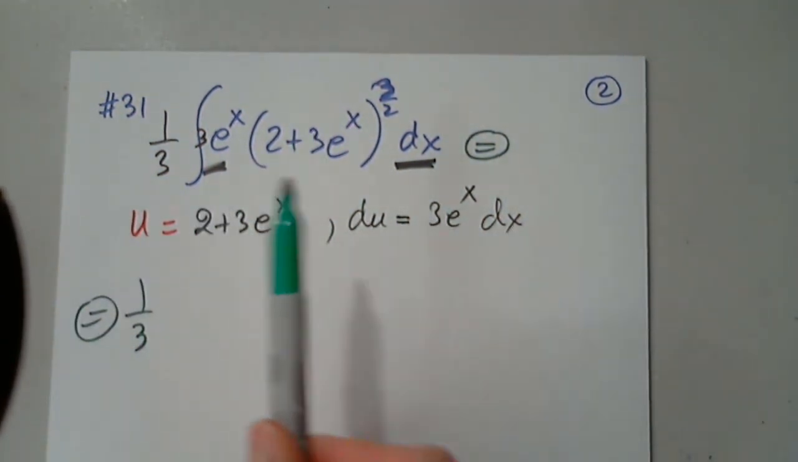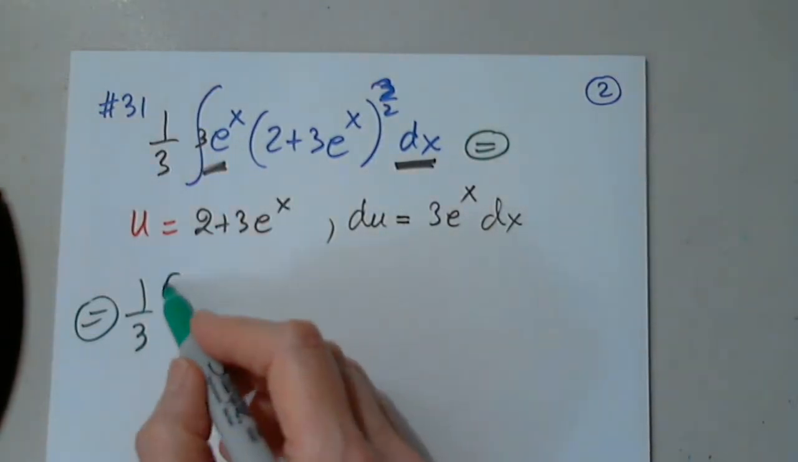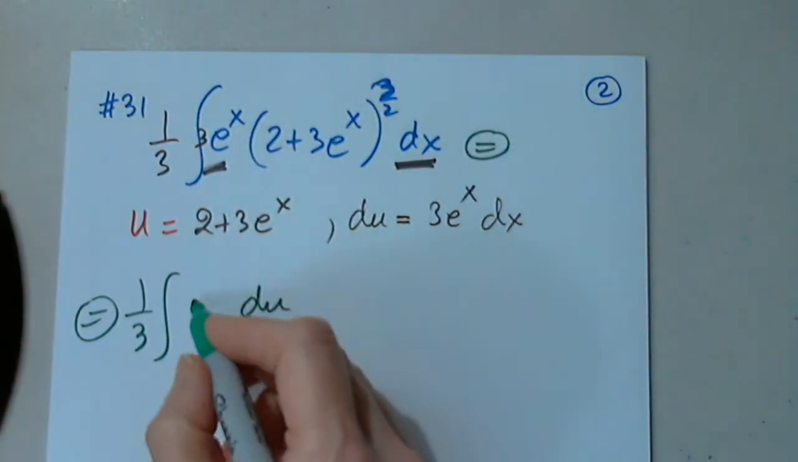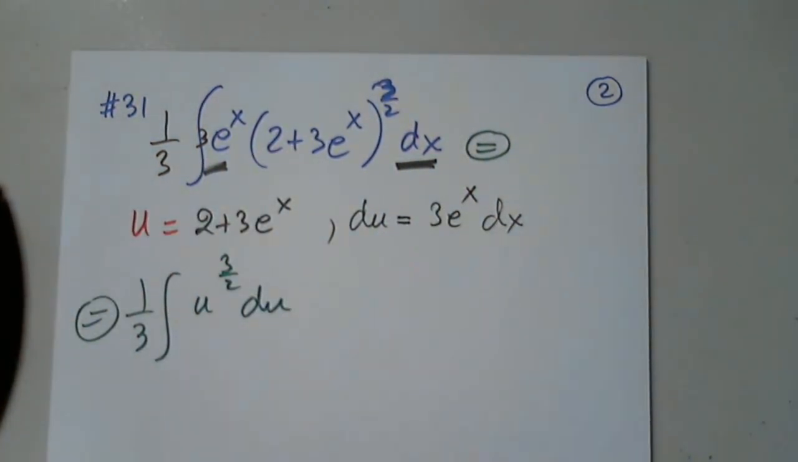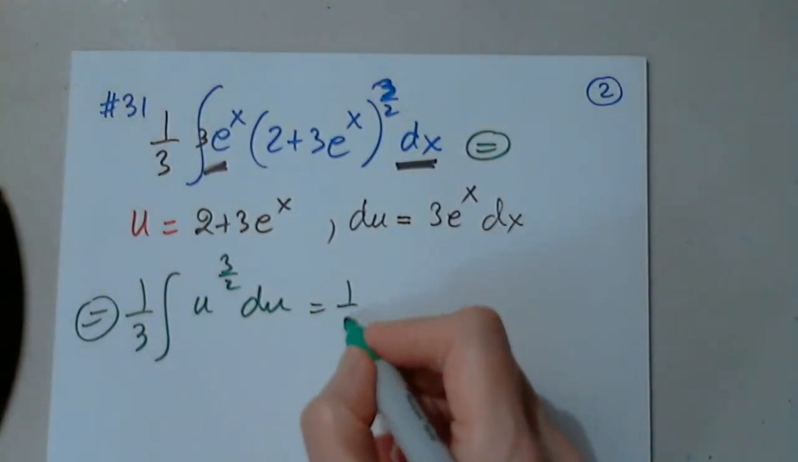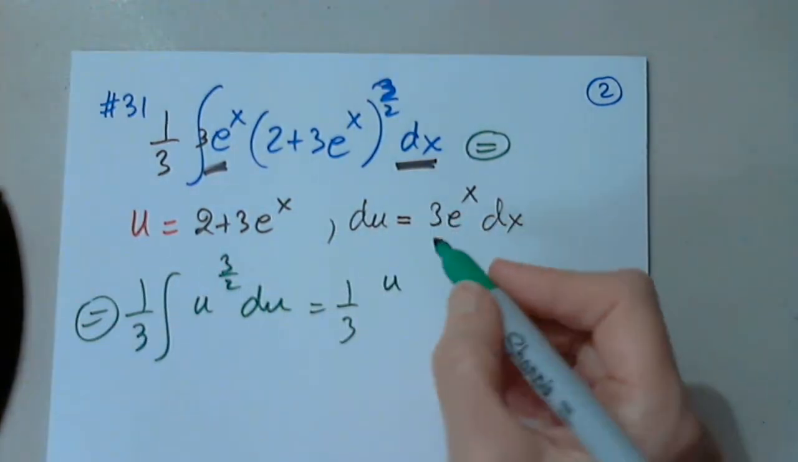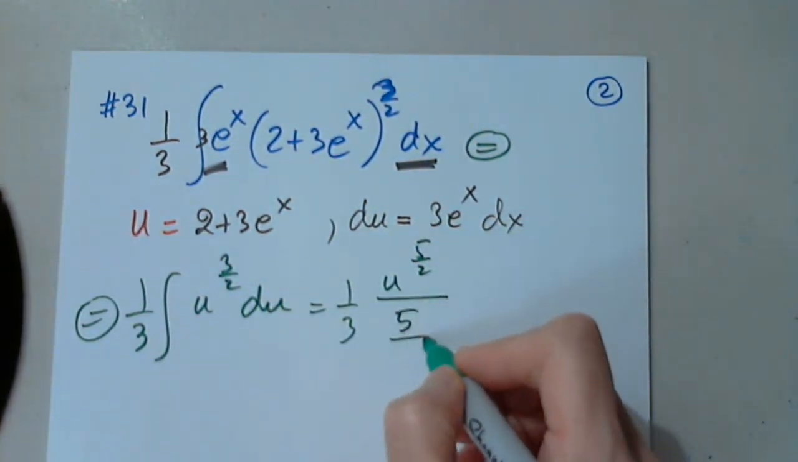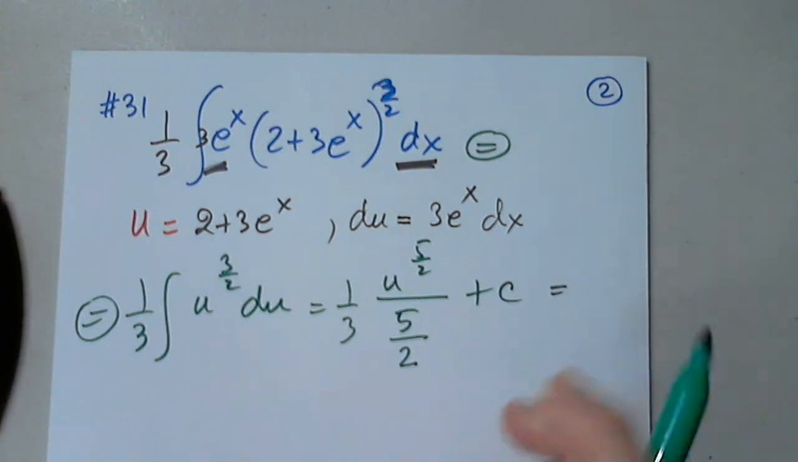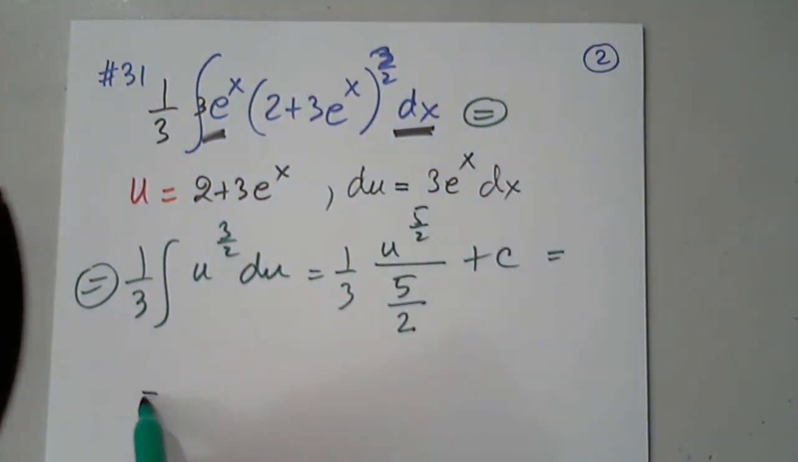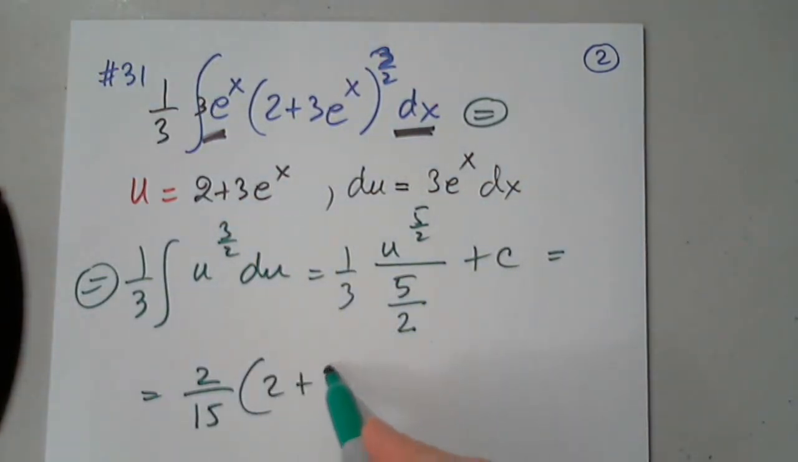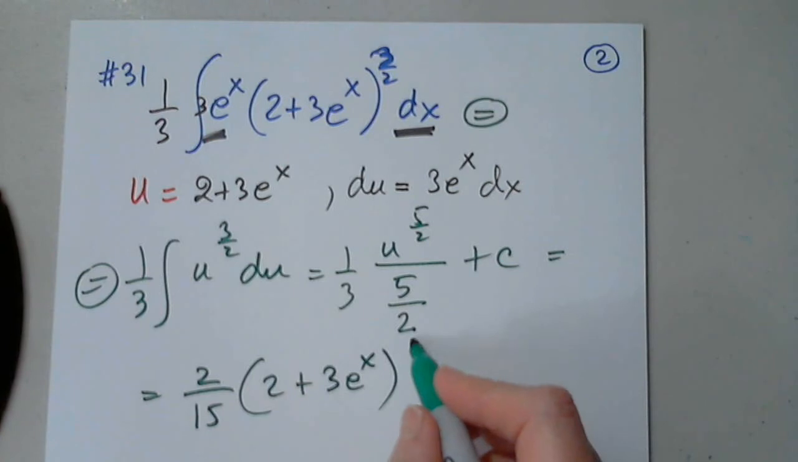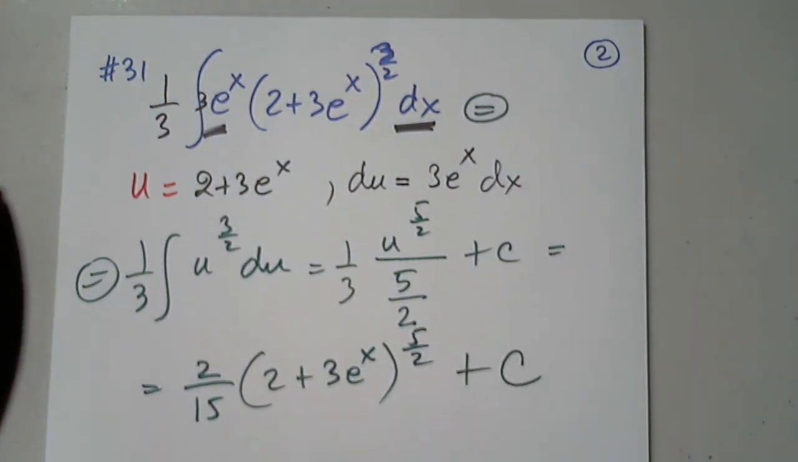So 3e to the x dx, 3e to the x dx, that is du, and u to 3/2. Again, the whole thing looked awful. It reduced to nothing by simply using the correct substitution. So this is 1/3 u to 3/2 plus 1, which is 5/2, divided by exactly the same number plus a constant c. I have to flip. So I have 2 divided by 15. I have to replace u by 2 plus 3 e to the x, everything to 5/2 plus a constant c.